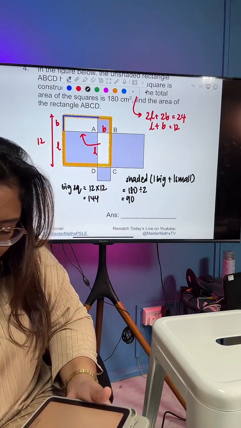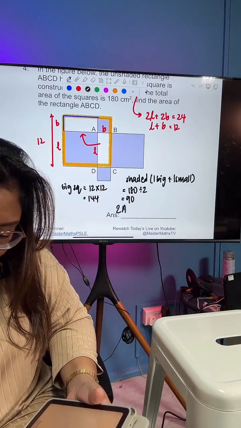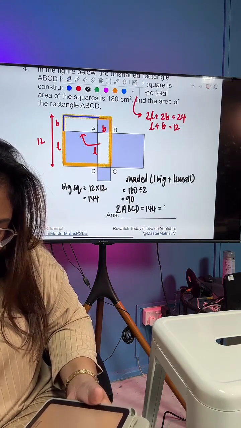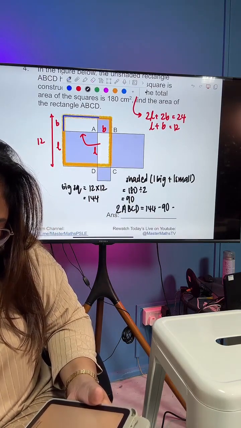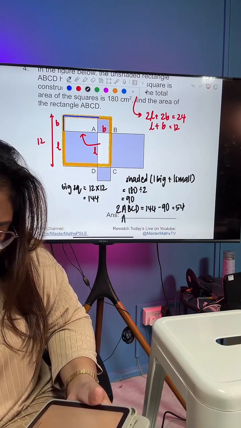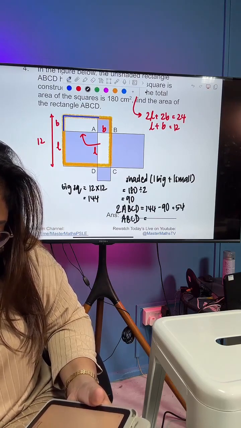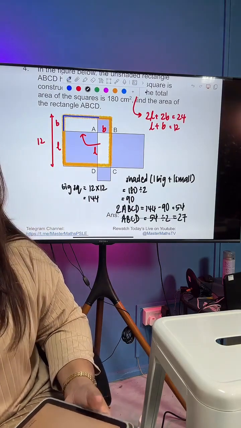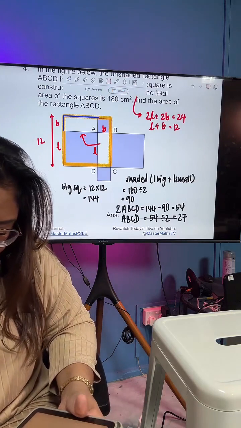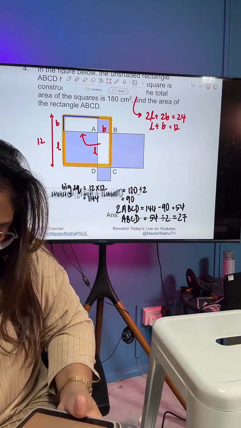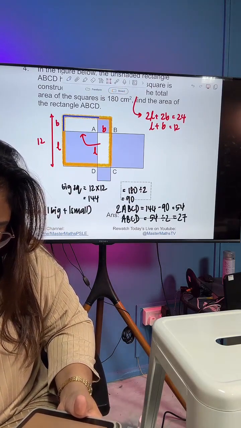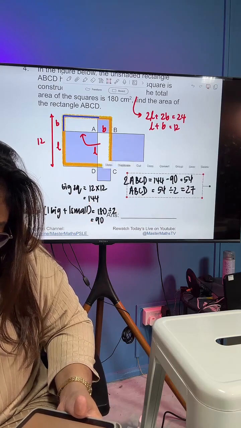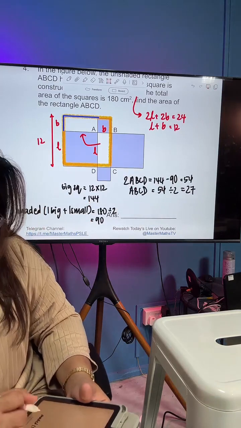So 2 ABCDs will be 144 minus 90 to give you 54. Hence, ABCD will be 54 divided by 2 to give you 27. Okay? Maybe I can write this one over here. Can follow, everyone?